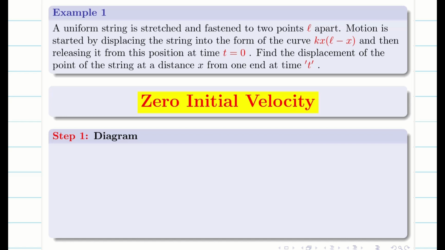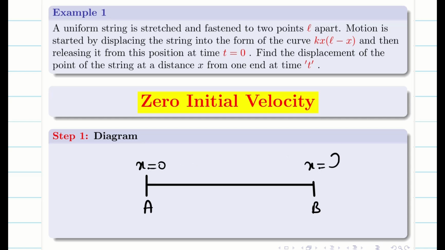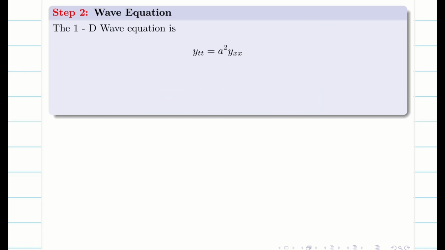Now, step 1. I have to draw the figure. So just draw the string. It has two ends A, B. One end x equal to 0, the other end x equal to L, and the displacement is y of x comma t. Now in this end, y of 0 comma t equal to 0 and y of L comma t equal to 0. Next, the wave equation. We have to write the wave equation y double t equal to a square y double x, where a square is T by m.